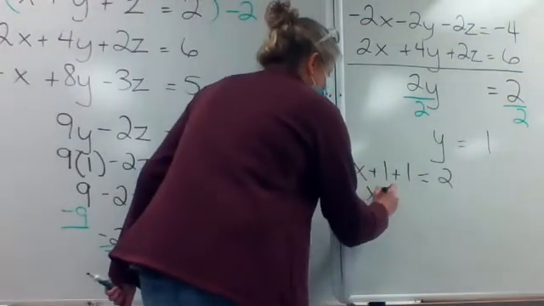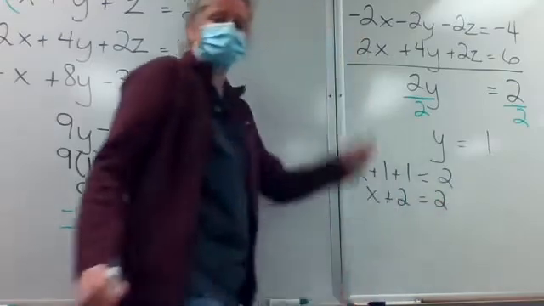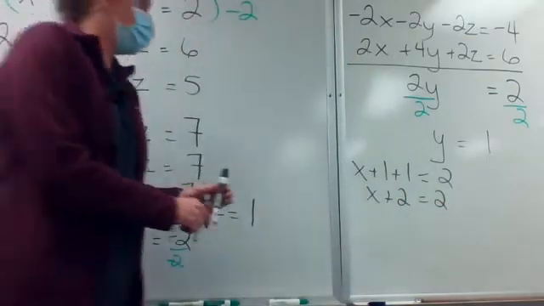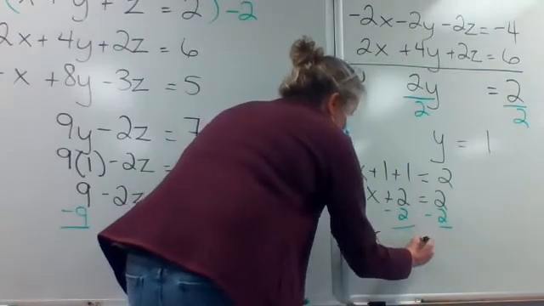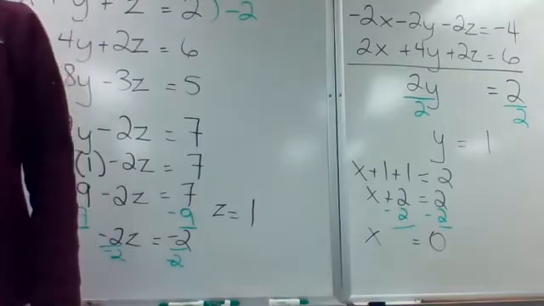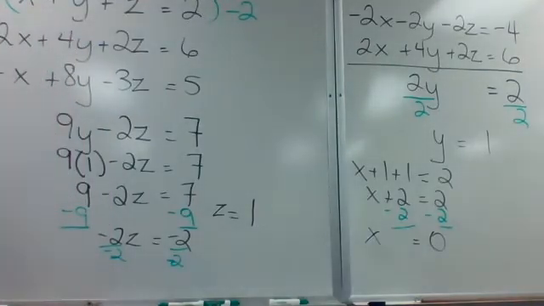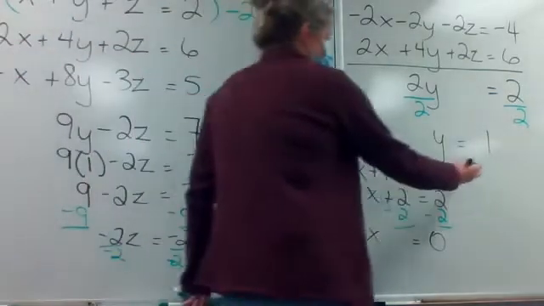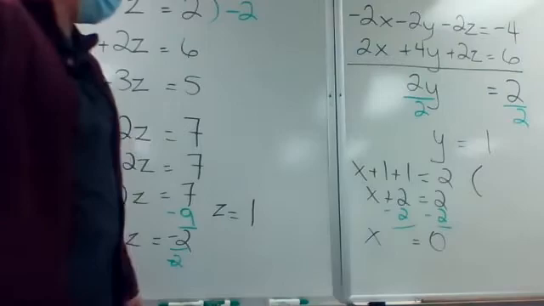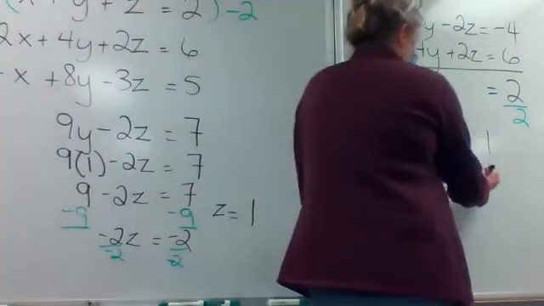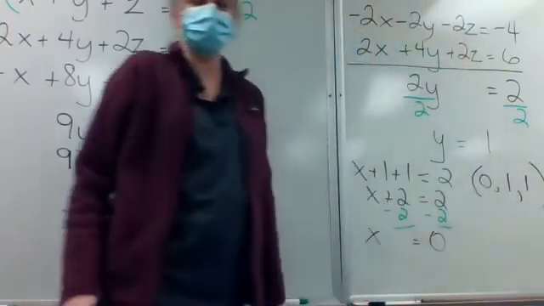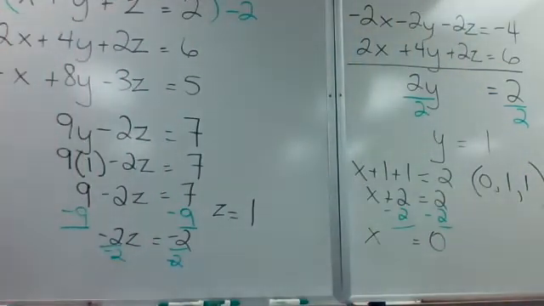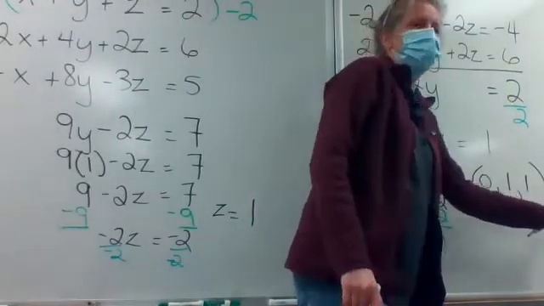Add the ones together. So x plus 2 equals 2. And solve for x. So subtract the 2 from both sides. So x equals 0. Remember, when you put your answer in, it's that ordered triple with your x, your y, then your z. So your x comes first, which is 0. Your y is 0, and your z is 0. I mean 1. What did I say? 0, 1, and 1.